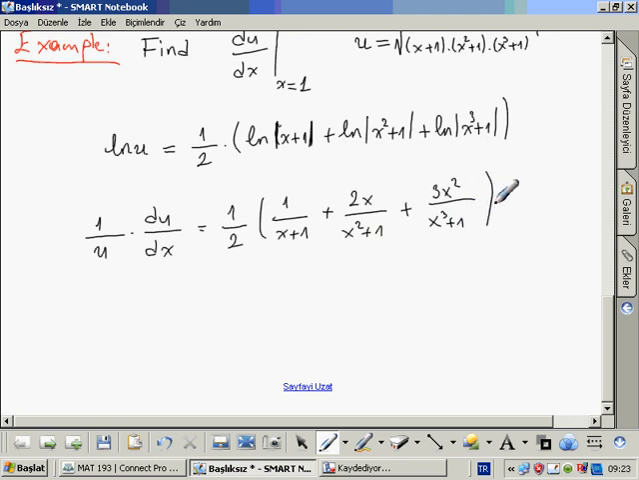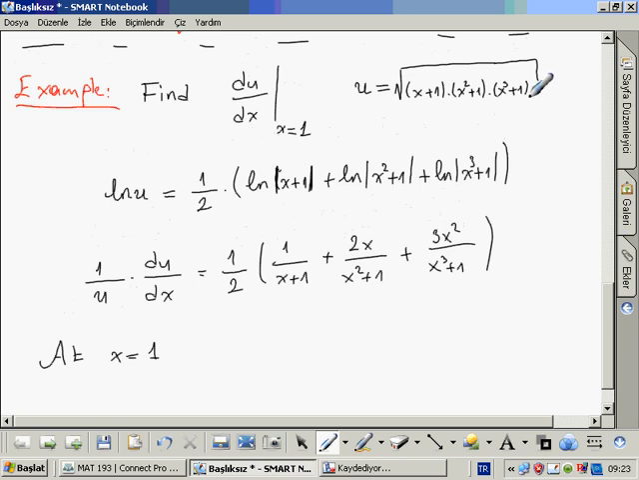Okay, and at x equals 1, we know from this equation that u will be 1 times 2 times 2, I'm sorry, 2 times 2 times 2, and it will be the square root of 8, so it equals 2 times the square root of 2.